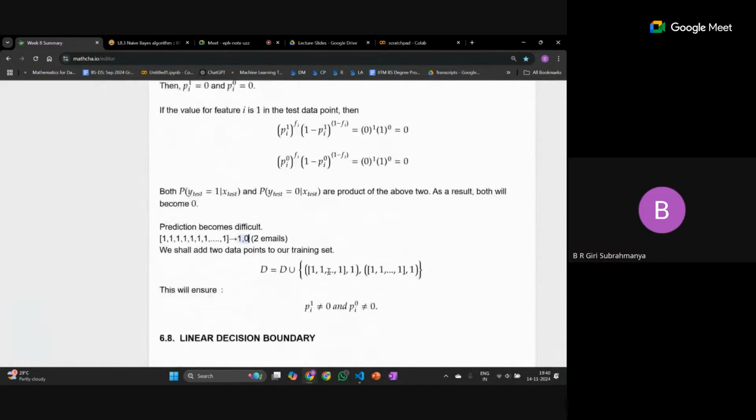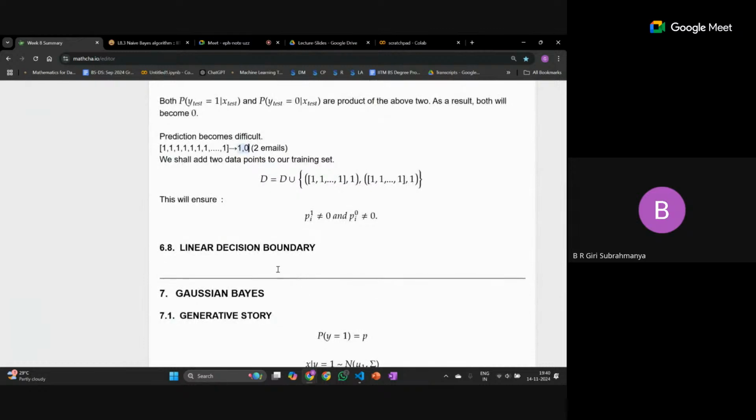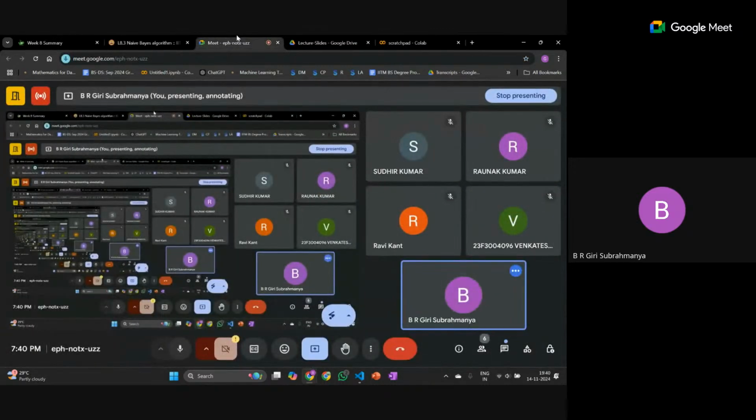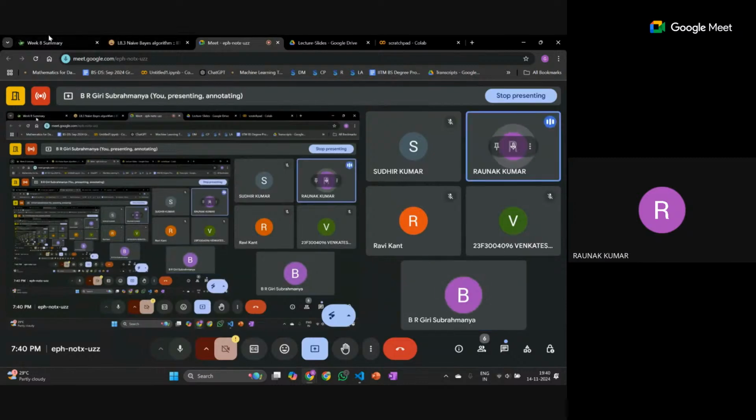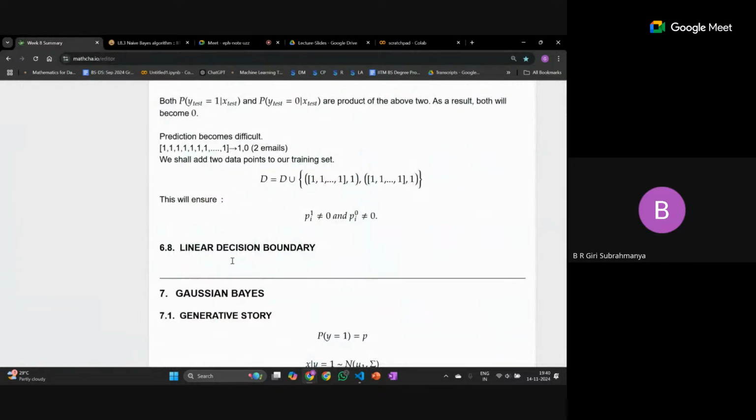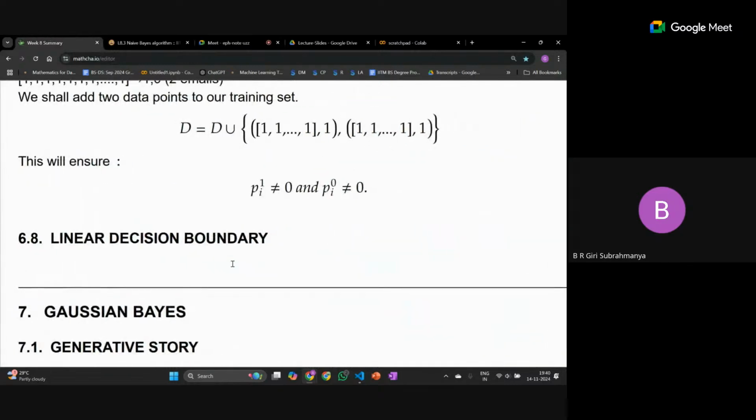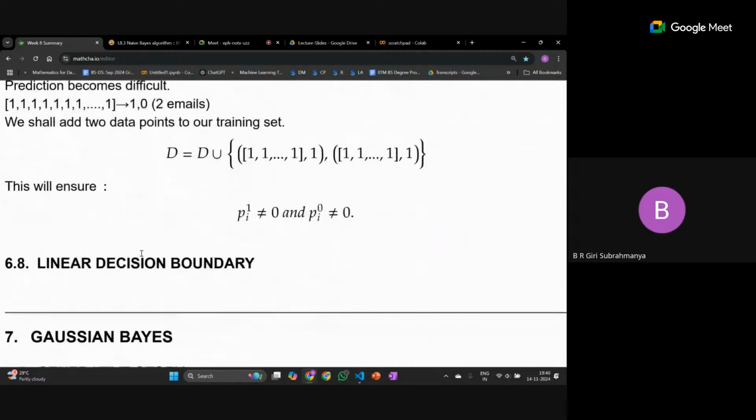All right. Clear. Now there's one more thing. Is Laplace smoothing clear? Yes, sir. Okay. Now, at last, for naive Bayes, we have one more thing.